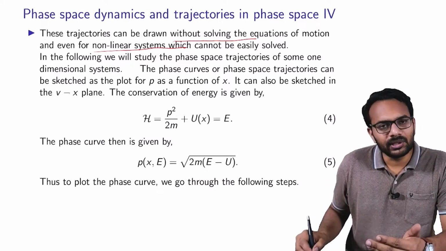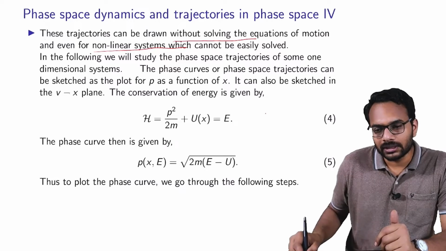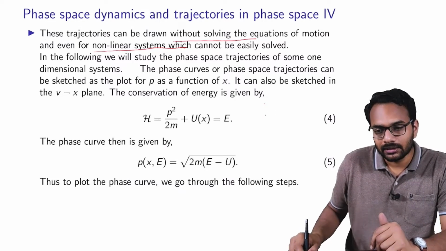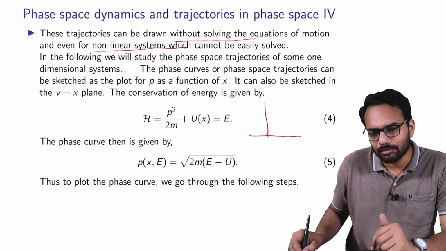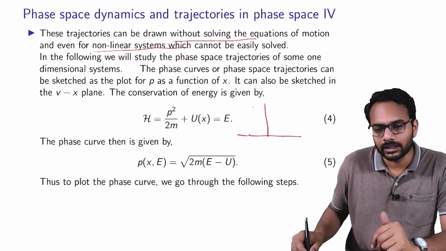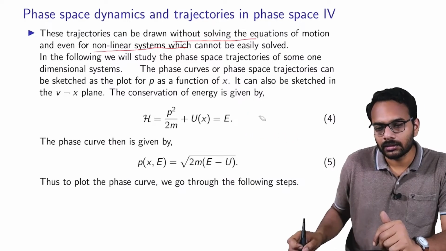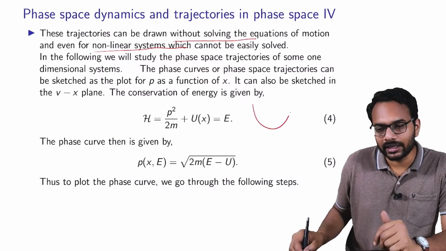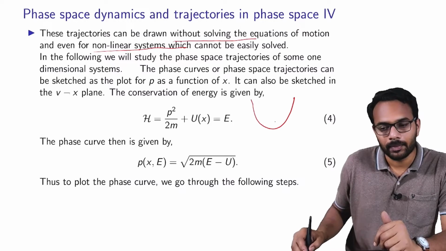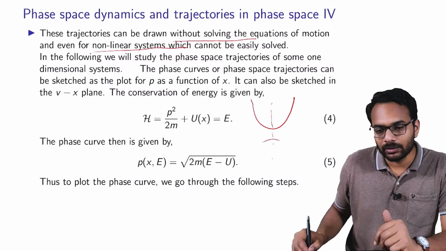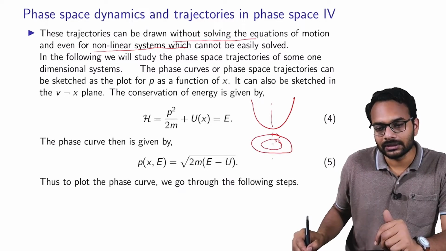Now, in order to plot the phase curve, we go through some steps. I'll just give you an example before we go on. For example, take a simple harmonic oscillator. We'll be discussing this in more detail, but I'll give it to you here. The potential, half kx squared, is a parabola. What we'll see is that we have concentric ellipses as trajectories.